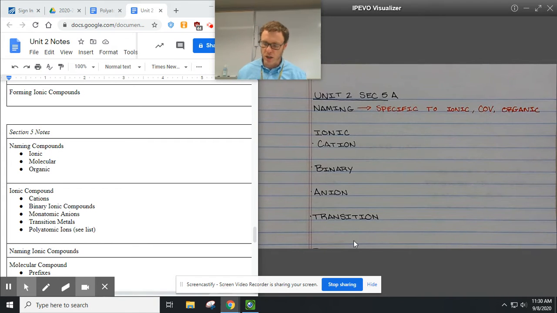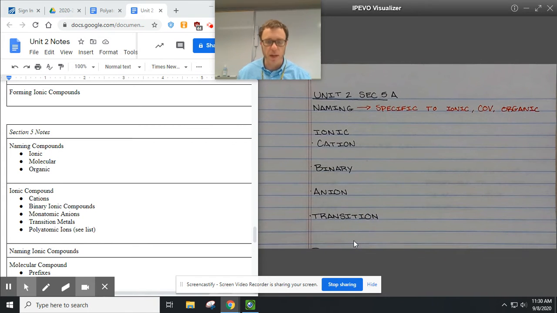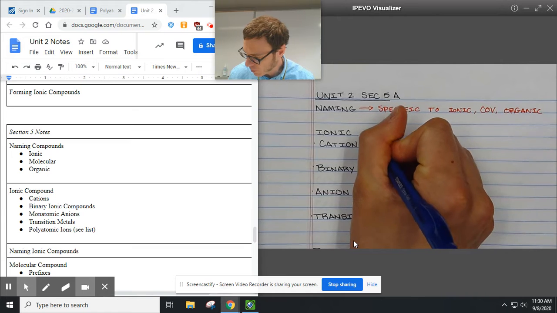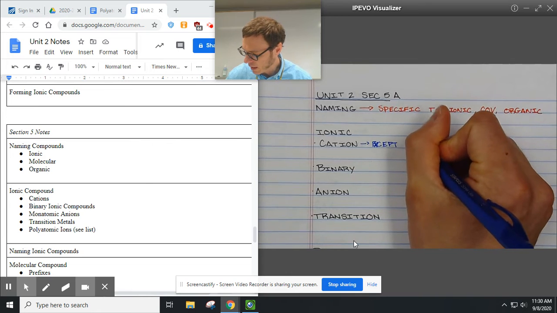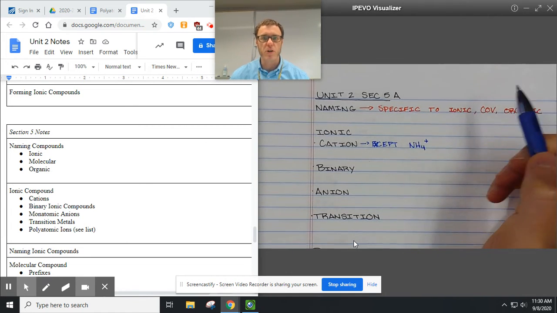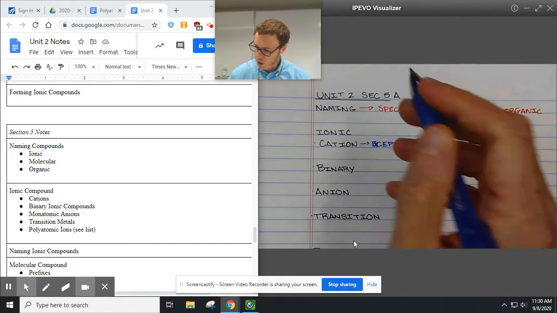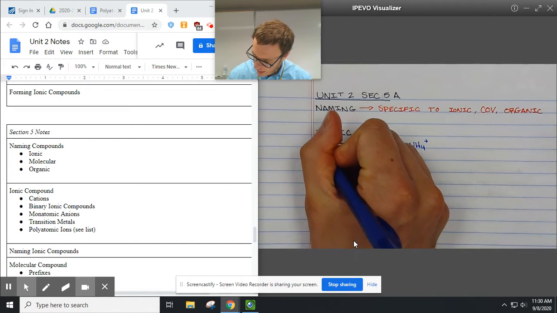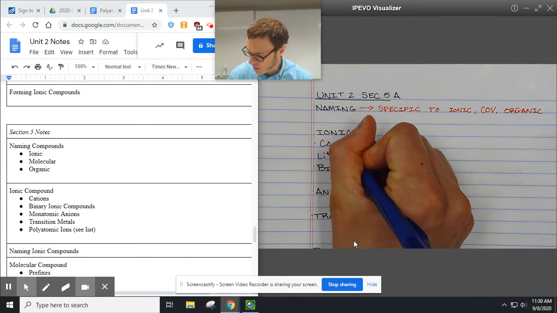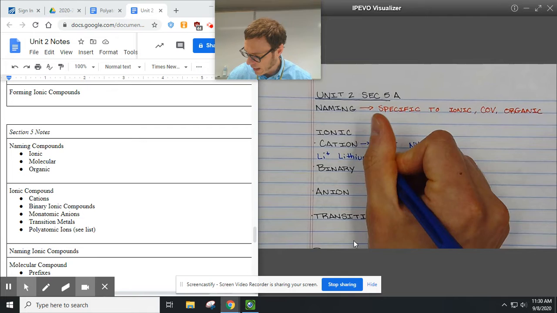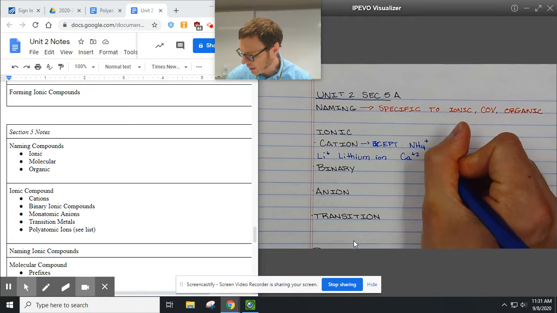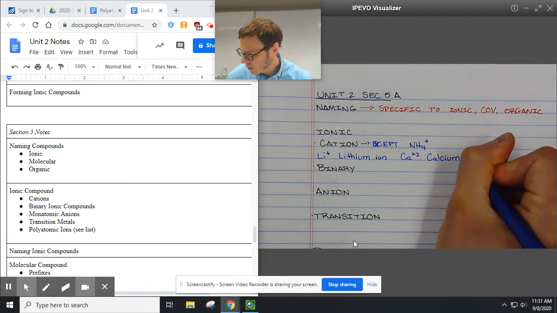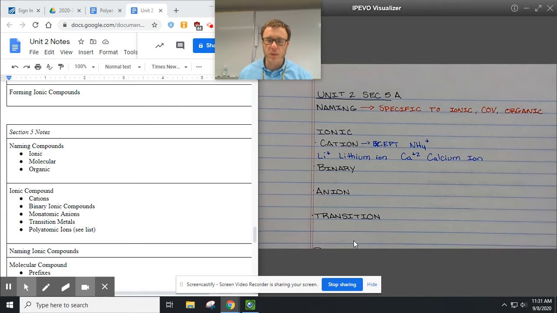So we start talking about cations. All right, so this is ionic. Cations, remember, they're positive, except NH4 plus, which is ammonium. They're derived from their metal names. And so here what we get is Li plus, this is the lithium ion, all right? Ca plus 2, this is the calcium ion, and so on and so forth. So if it's Al plus 3, it'd be the aluminum ion.